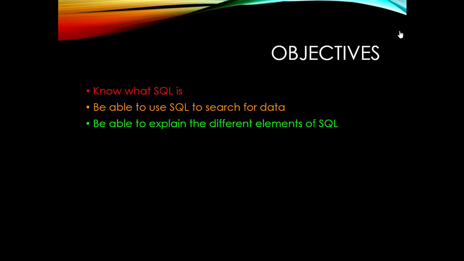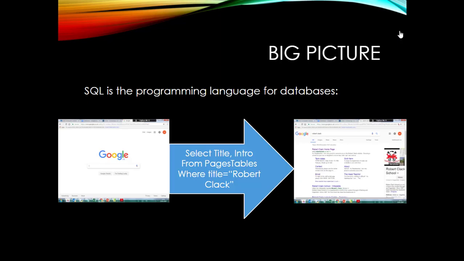The objectives for today's lesson are to know what SQL is, to be able to use SQL to search for data, and to be able to explain the different elements of SQL. The big picture. SQL is a programming language that we use for databases. You may remember in Year 8 that you searched a database for a crime scene that took place in a school. The unit was called Murder Most Horrid. We're now going to be looking at the language that is used to search for databases.